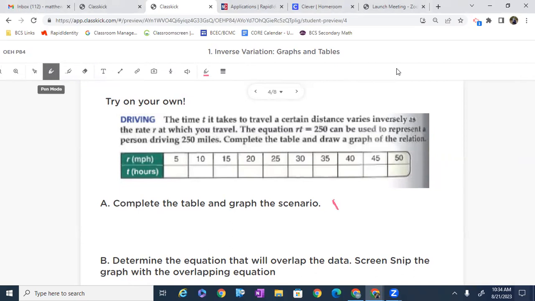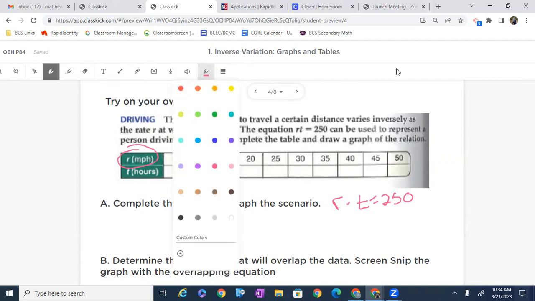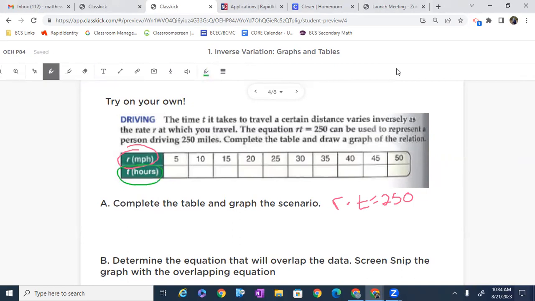We know we have r times t equals 250, and we can identify that r stands for the speed, miles per hour, and t stands for our time in hours. So we are given r, which is going to be our input. Now in this problem, we want to fill out that table. So we're going to go through the process of doing this equation with some division each time.